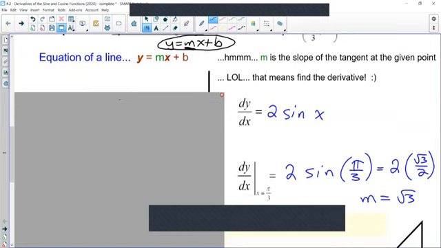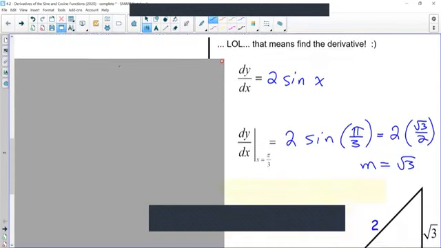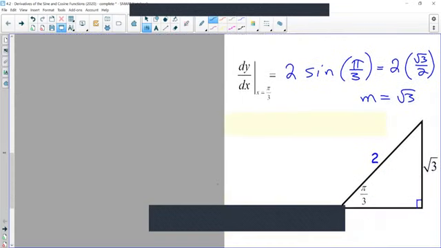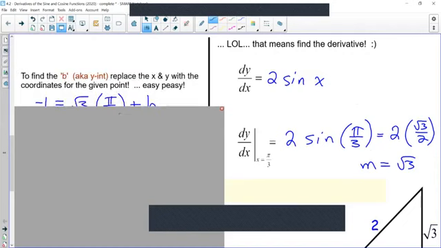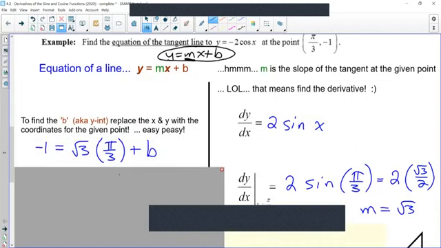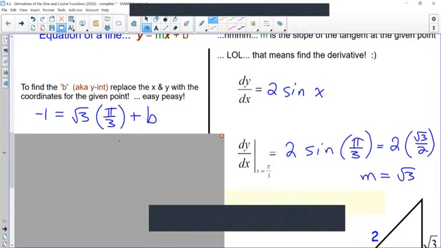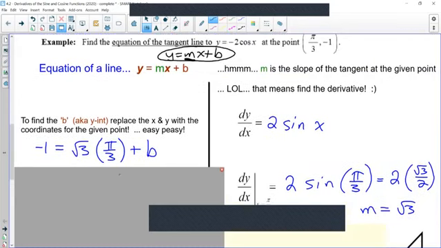The x value is pi by 3. You've got to know your ratios. Remember, you did your ratios way back in previous courses. I've got a little reminder triangle there to help you out, or you can use any other technique that we've talked about. So the slope of the tangent at that point is √3. Once you've got that sorted out, to find the b value for the y equals mx plus b format is easy peasy. Again, you take the point that you're given, that's your x and your y, and you have your slope of the tangent as √3.